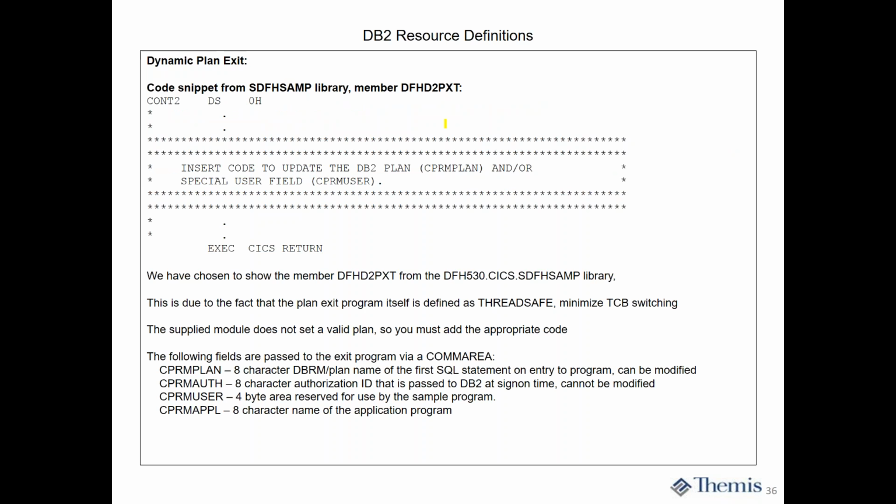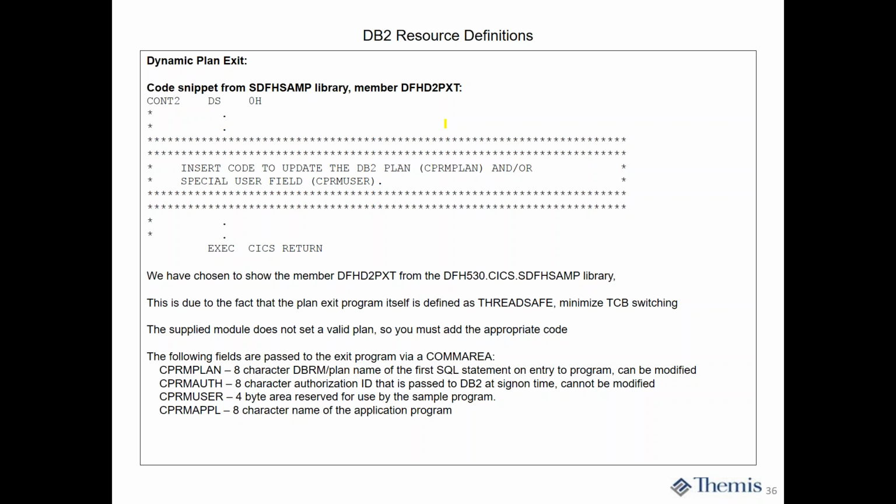Now, as I said, I would show you about a dynamic plan exit. Well, this is a very brief extraction. IBM provides a sample. It's in the SDFHSAMP library. It's called DFHD2PXT. It is assembler code. Has to be assembler code, okay, because of the way it runs. And I just showed you the comments in there where you would put your own code.